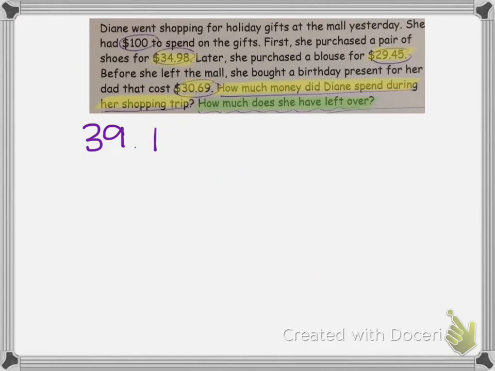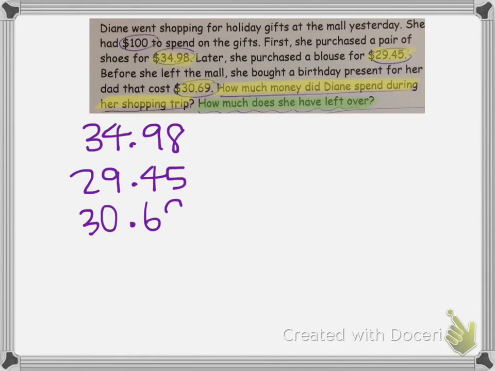34, oh, I did it backwards. 34.98, 29.45, and 30.69. So I made sure I lined up all of my decimals, and now I'm checking after the decimals to make sure that there are digits in all of the place values and that there are no holes. I see for each number there's something in the tenths and the hundredths place, so I'm good. I can go ahead and add. Why don't you pause the video so you can add and then press play to check back to see what the answer is.